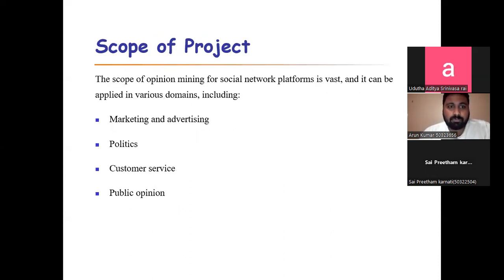So the main scope of this project is that it can be advantageous in various fields, but we picked the top four: marketing and advertising, politics, customer service, and also public opinion. You can see clearly that these four sectors may be affected by our project. So next slide.